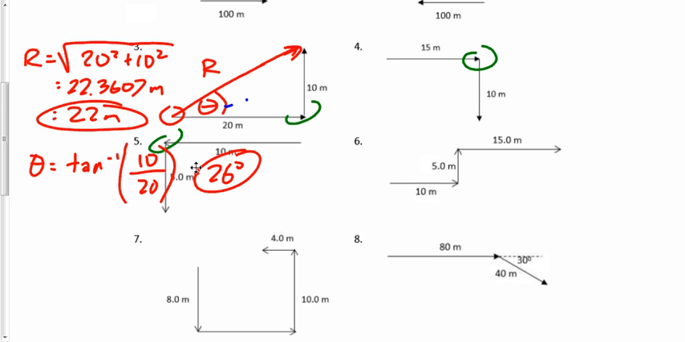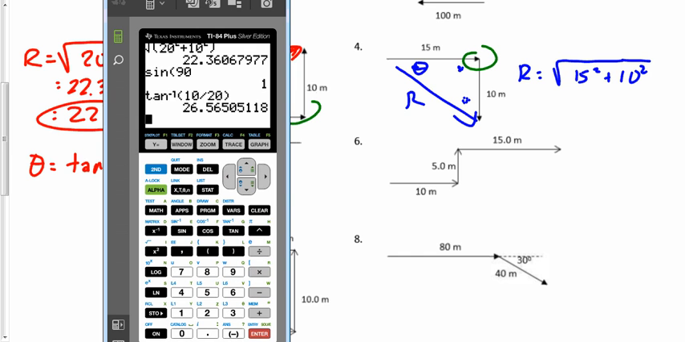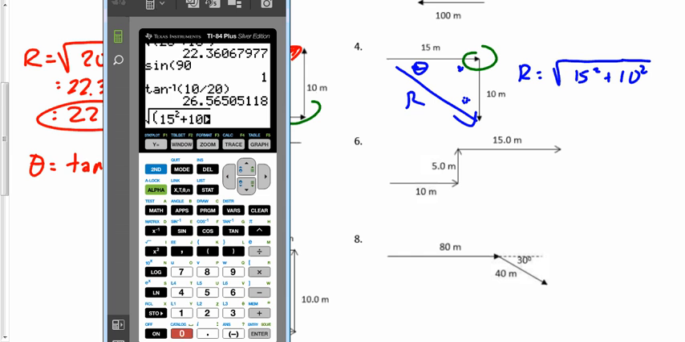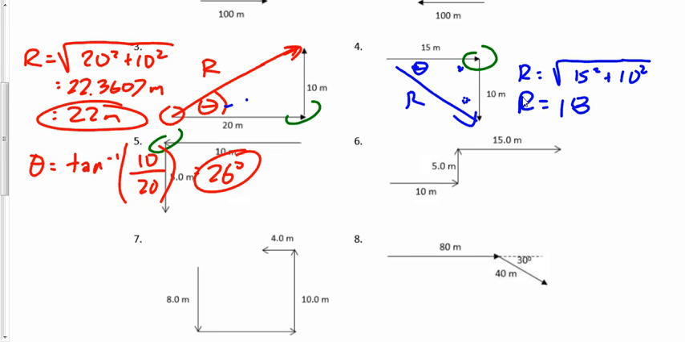Let's do number 4 as well. Number 4 involves a resultant vector right here from start to finish. Where am I going to draw my angle? Position 1, position 2, or position 3? 3. Yeah, always draw it at the start of your vector diagram. R is going to be found by taking the square root of 15 squared plus 10 squared. Okay, let's do that. Square root of bracket 15 squared plus 10 squared gives me 18. So the magnitude of my resultant vector is 18.